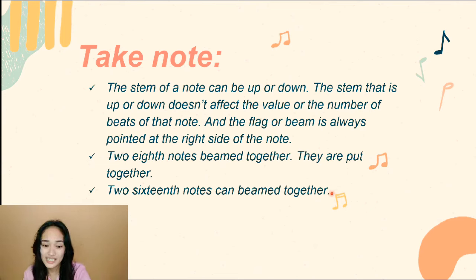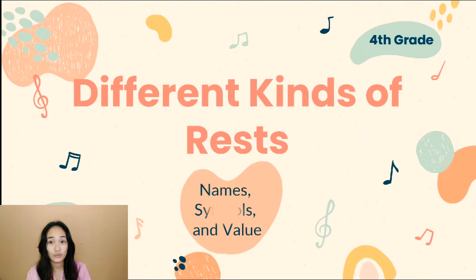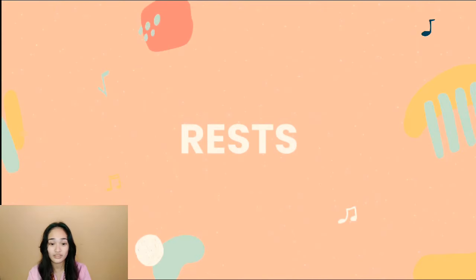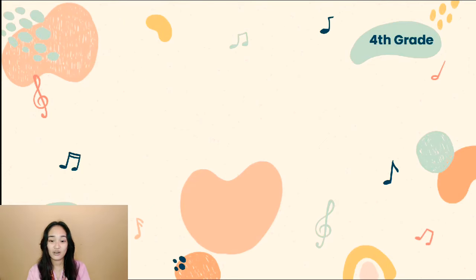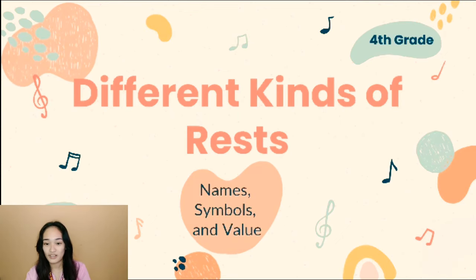And now, let's proceed with the different kinds of rests. Again, when we say rest, it is called the time of silences. There is no sound. Now, let's talk about the different kinds of rests. Its symbols, names, and value, or the number of silent beats. This time, it is called silent beat.